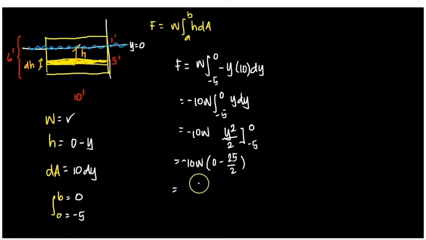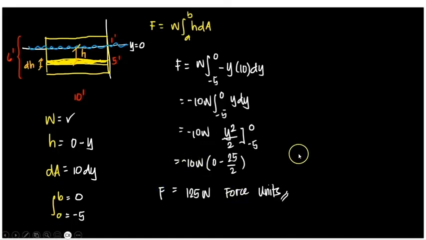So 5 times 25 is 125 W force unit. So this is the total force acting on that slab, the submerged slab. Now, it's easy because those are rectangular slabs. What if I gave you something else, like a triangular slab?